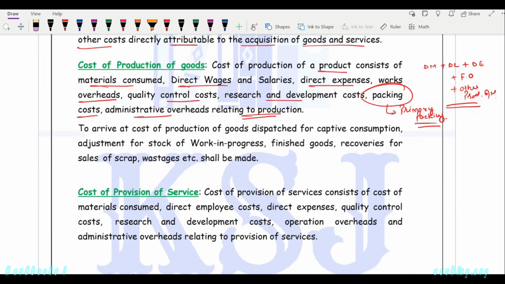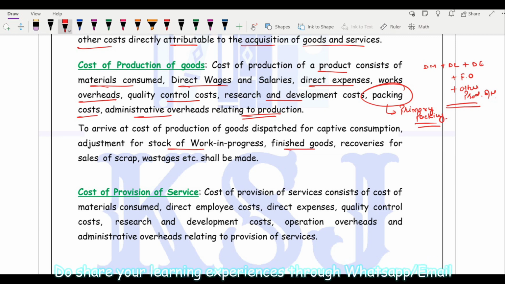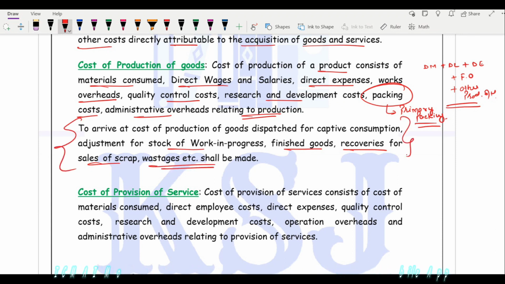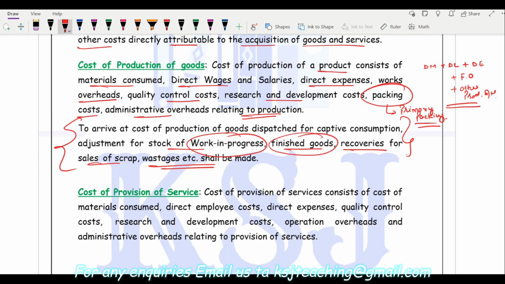To arrive at the cost of production of good dispatched for captive consumption, this captive consumption concept is almost over now, right? Adjustment for stock in WIP, finished goods, recoveries for the sale of scrap, all these are otherwise also to be adjusted. So you should know the rules as per the cost sheet, that what are the rules for adjustment of WIP. We are adjusting it from factory overheads, then finished goods to reach at the cost of goods sold. Clear?